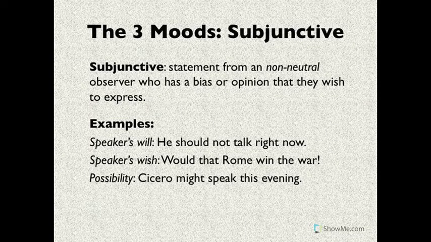The subjunctive is a statement from a non-neutral observer who has a bias or opinion that they wish to express. Here are a few examples. We might see the speaker's will, such as in this sentence, he should not talk right now. We might see the speaker's wish, like in this sentence, would that Rome win the war? Or we might see some elements of possibility. For example, Cicero might speak this evening.